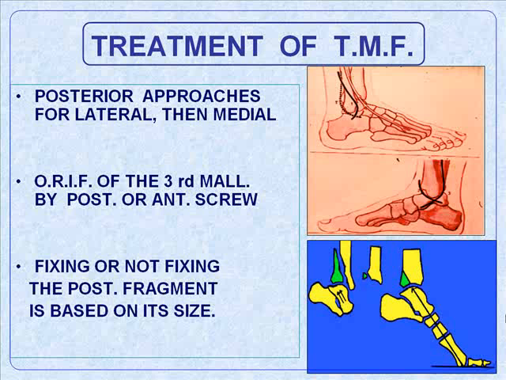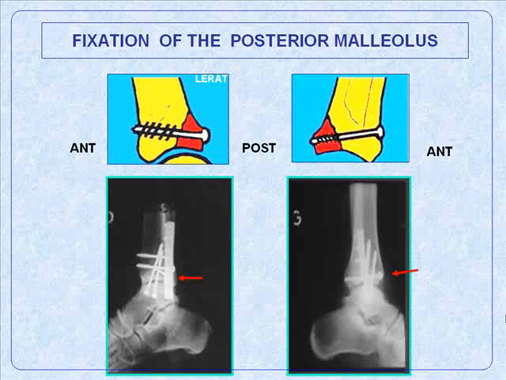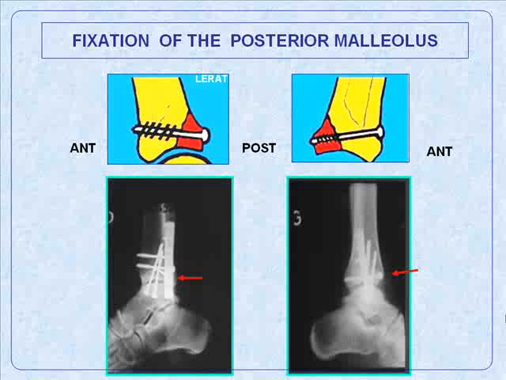Our treatment of this trimalleolar fracture is either a posterior approach for the lateral, then medial, with open reduction and internal fixation of the third malleolus by posterior or anterior screw. Fixing or not fixing the posterior fragment is based on its size. This is a very classical issue. So the fixation of the posterior malleolus is made either from the front or from behind.